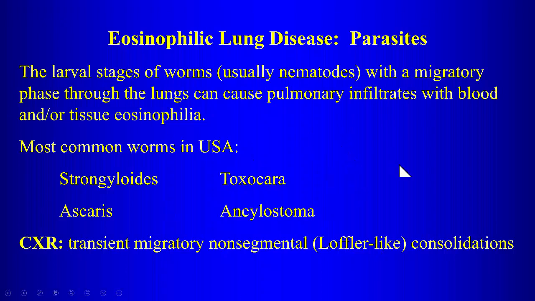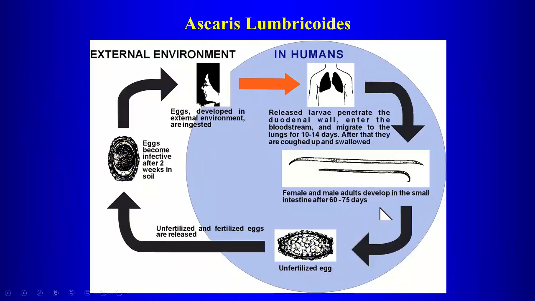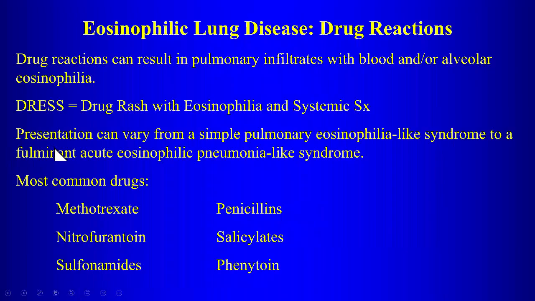So those are the common worms in the United States. And they can give you those transient migratory or Löffler's-like consolidations on the chest radiograph. I won't go through again the disgusting life cycle of these worms, but when they migrate through the lungs, you can develop consolidations and eosinophilia.